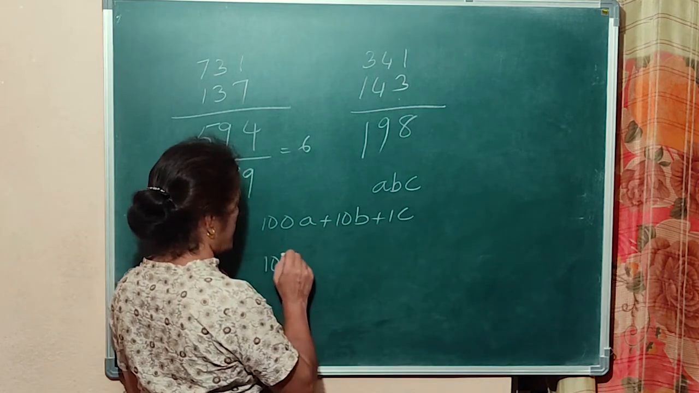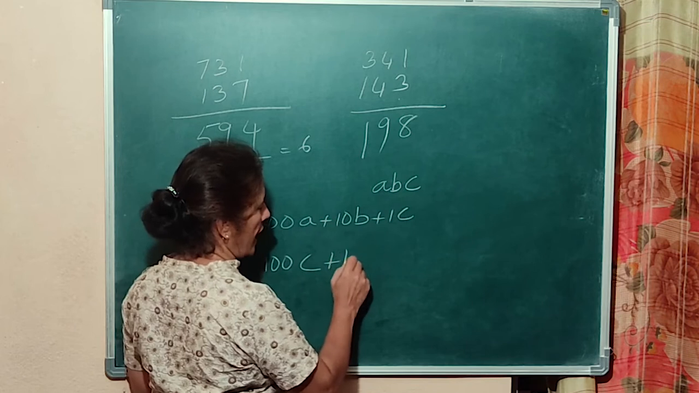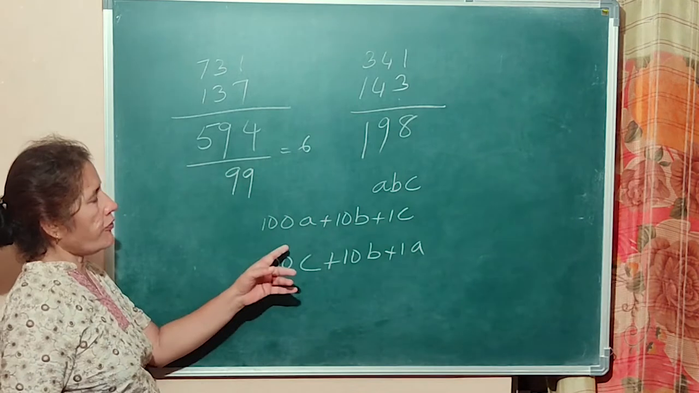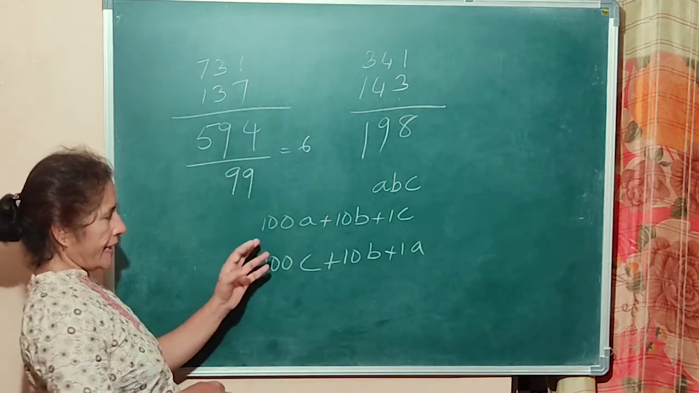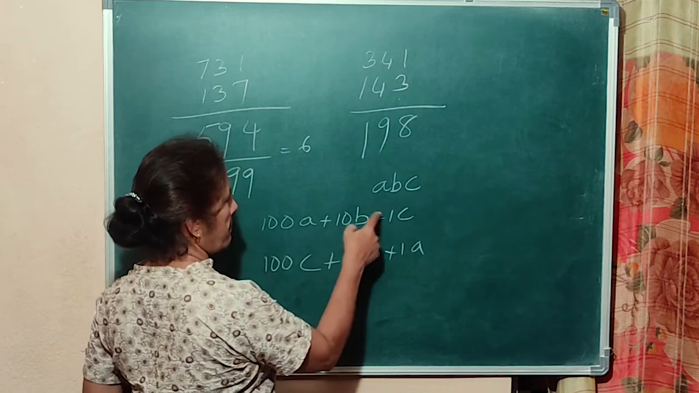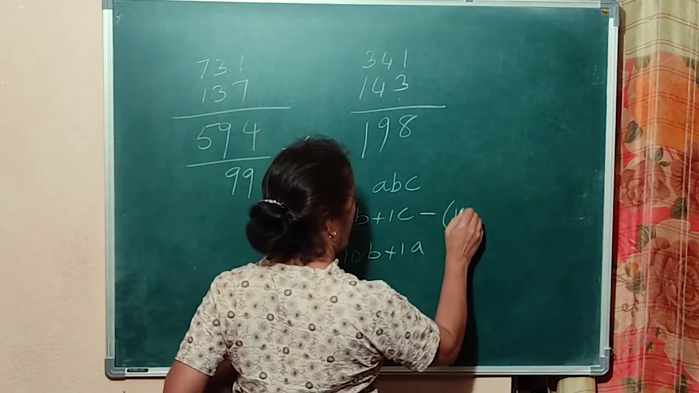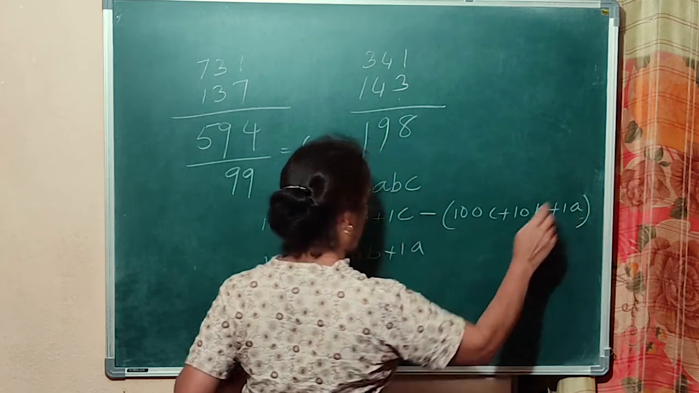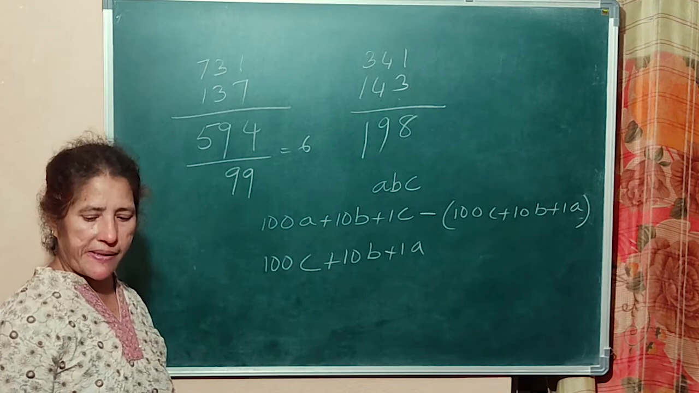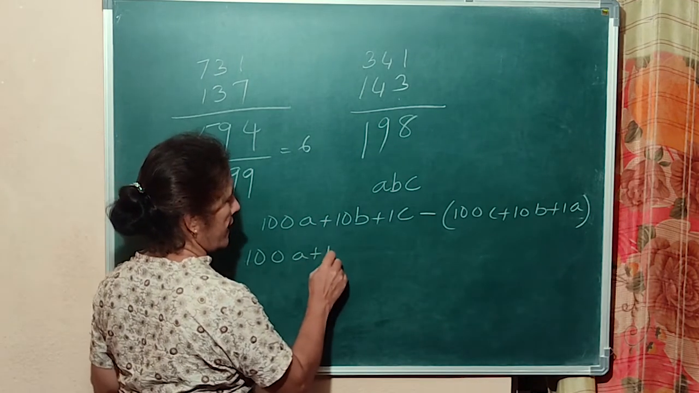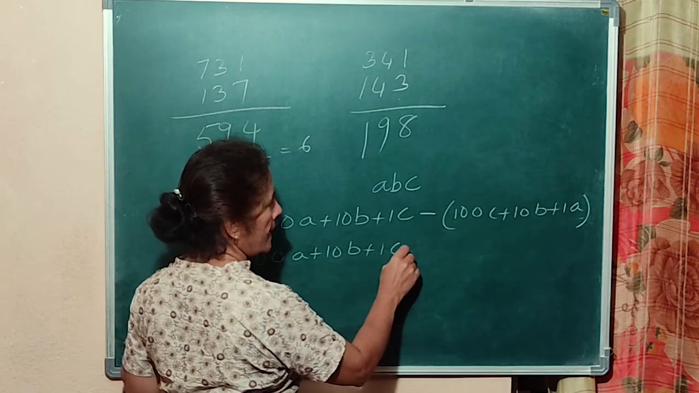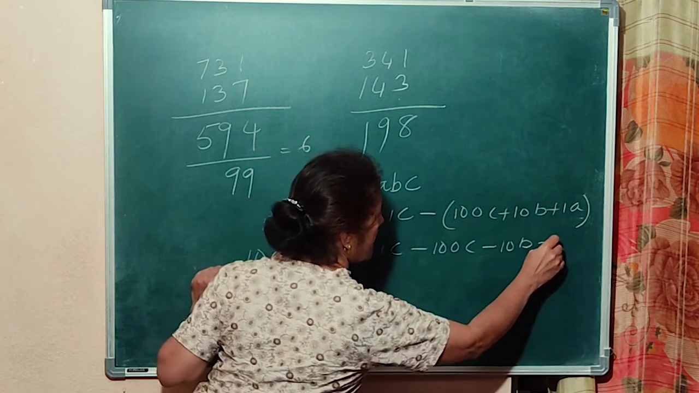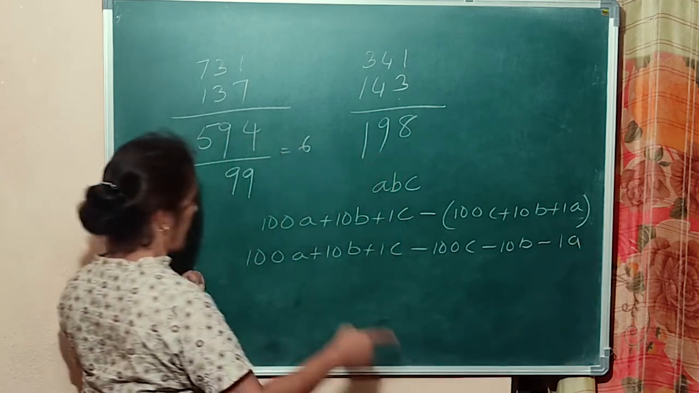While you write down 100C plus 10B plus 1A when you reverse it. Now, I told you to subtract. 100A plus 10B plus 1C minus 100C plus 10B plus 1A. While you reverse and subtract, what happens? 100A plus 10B plus 1C minus 100C minus 10B minus 1A.